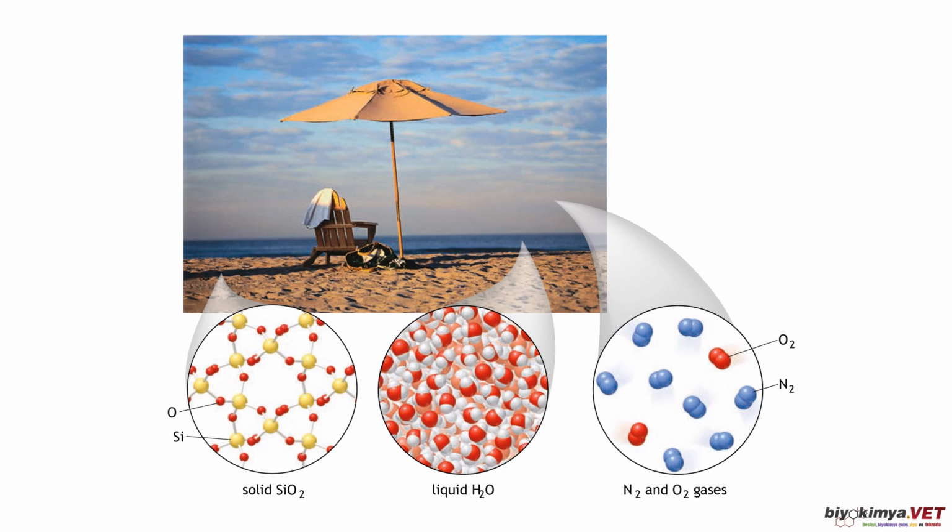And here in this picture, you see examples of three different states of matter: in the atmosphere, the nitrogen and the oxygen gases; the seawater, which is liquid water; and solid silicon dioxide, which is the component of sand.